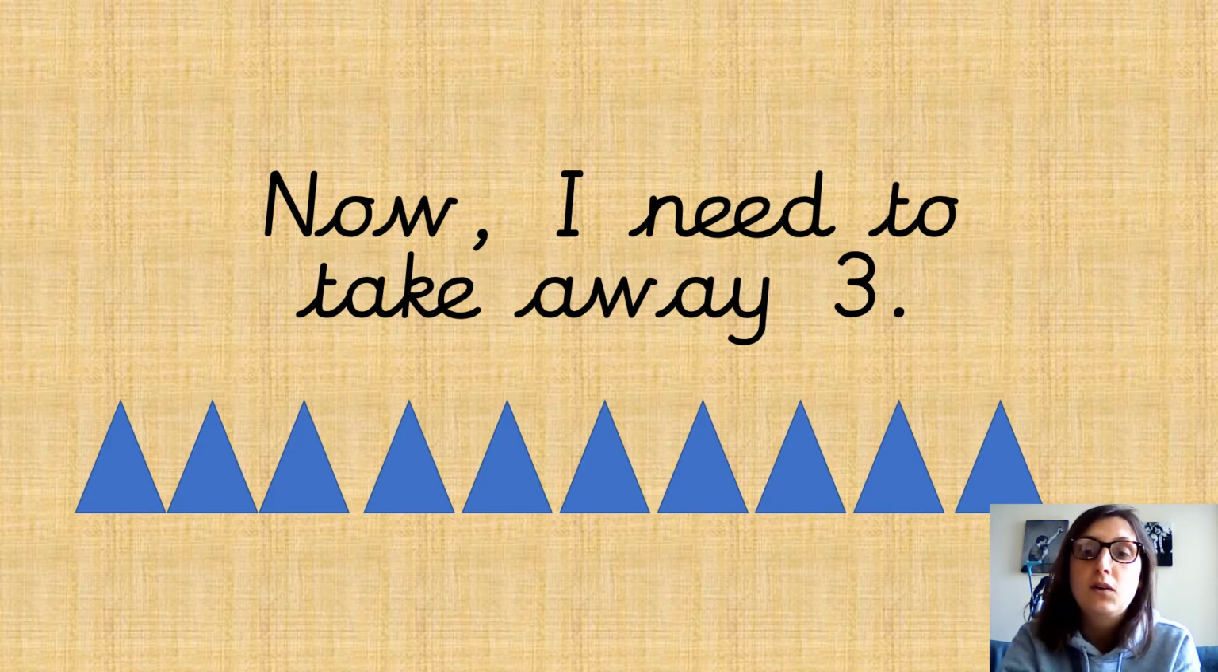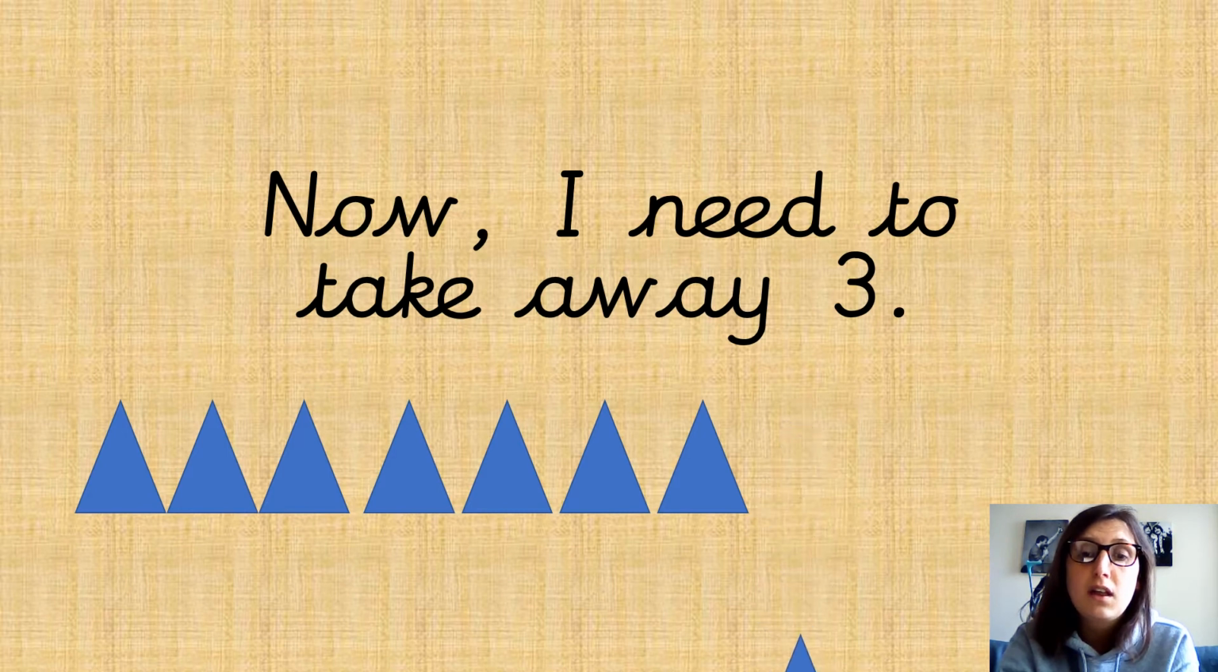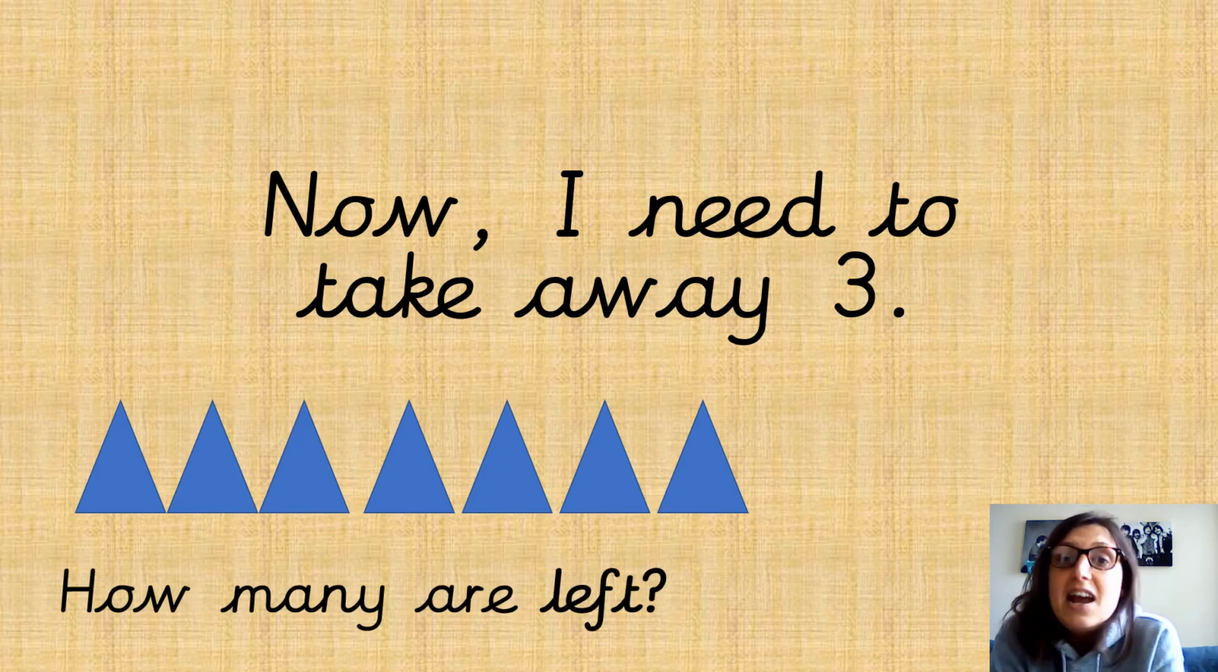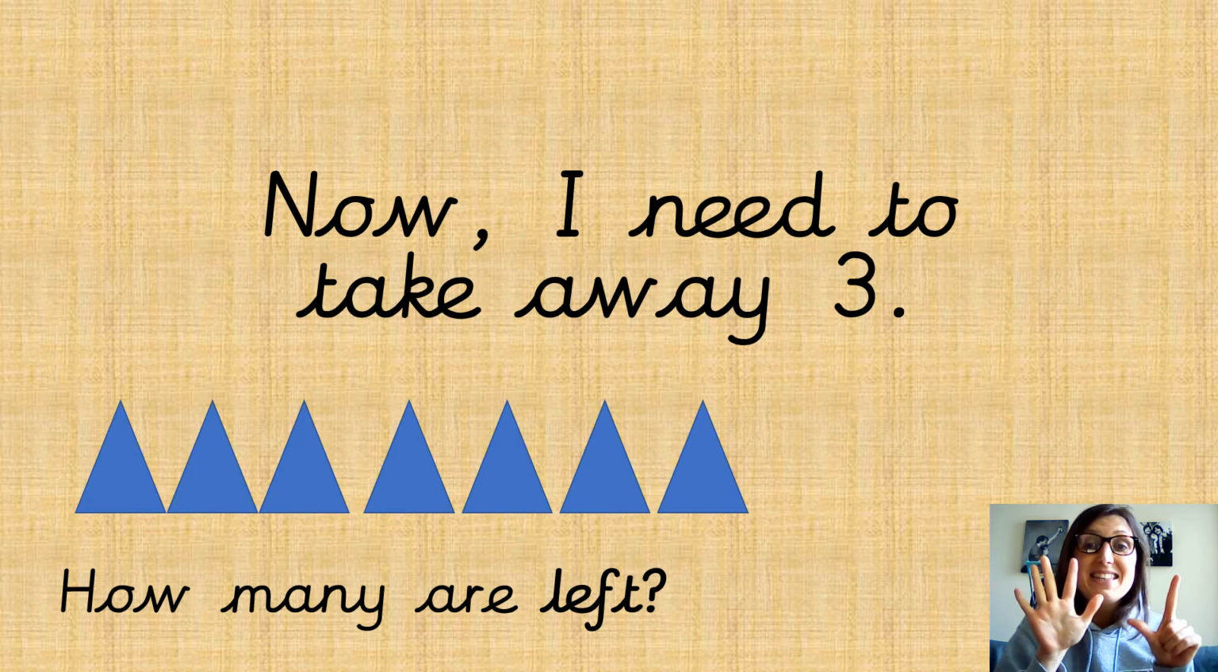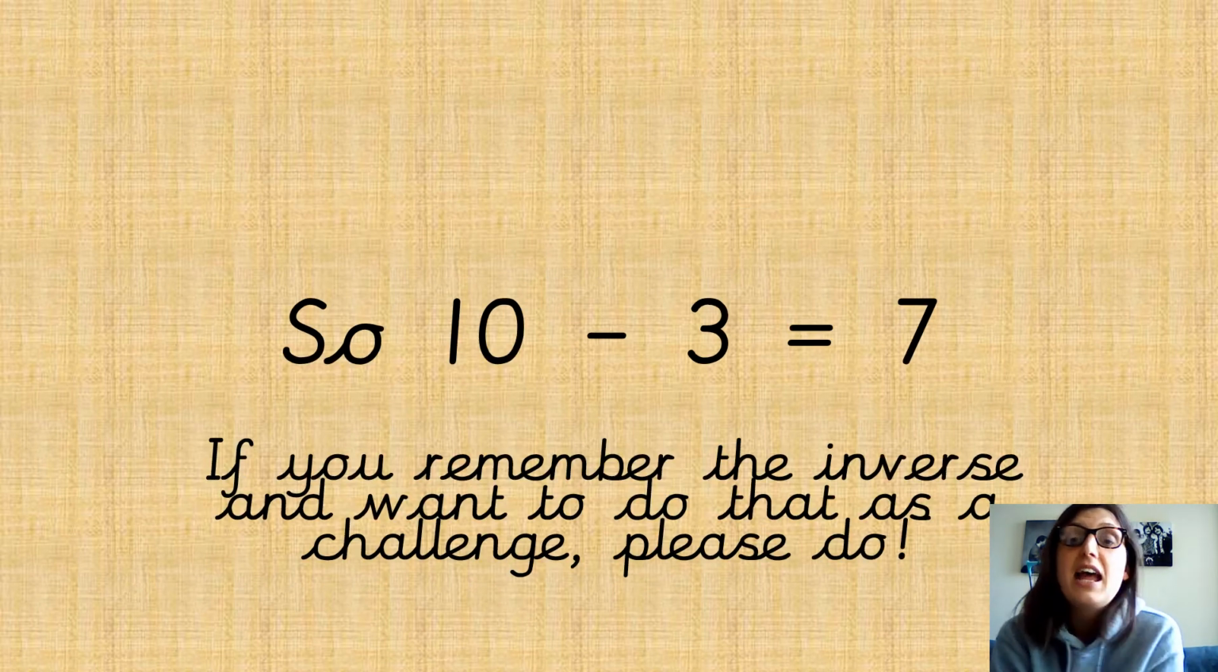1, 2, 3. So you've moved 3 away, you've removed them, taken them away. Next bit: how many are left? I can see 1, 2, 3, 4, 5, 6, 7. There are 7 left. So 10 take away 3 equals 7.